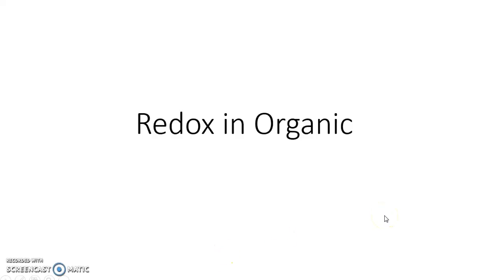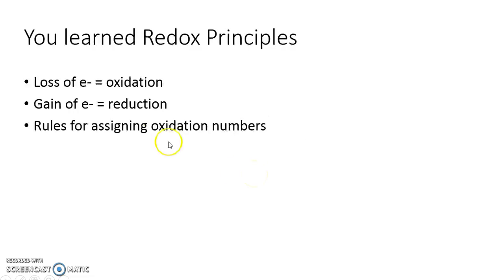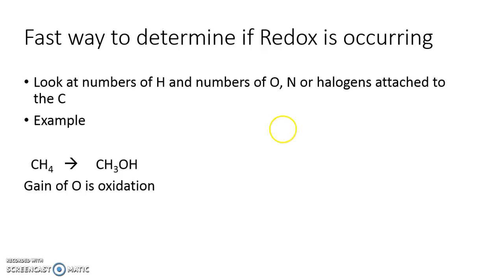In organic chemistry, we have a simplified way of looking at oxidation and reduction. You've learned the redox principles in 1201 and 1202. The loss of electrons is oxidation and the gain of electrons is reduction. And you had rules for assigning oxidation numbers. You can still go through all that whole way, but it's very long. We have a fast way to do it.